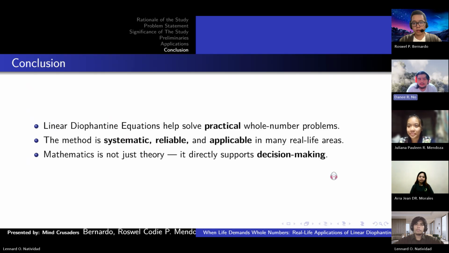So next slide, please. To conclude our presentation, we've seen that linear Diophantine equations are not just abstract theory, they are deeply practical tools. They provide a reliable way to solve real-life problems that require whole number decisions, just like counting animals on a farm. By using this method, planning and allocating resources becomes easier, more accurate, and efficient. It's important to remember that mathematics is not just the numbers on a page. It's a powerful tool for smart decision making in business, agriculture, and everyday life.